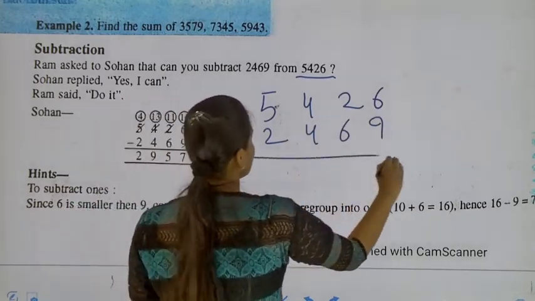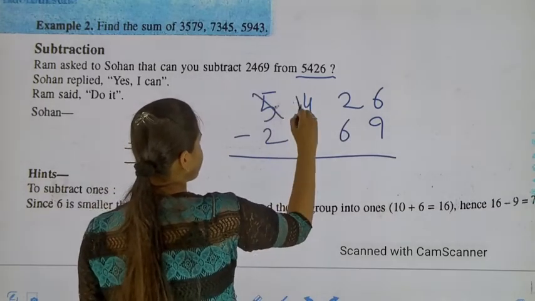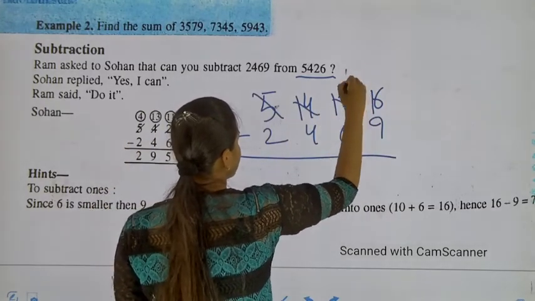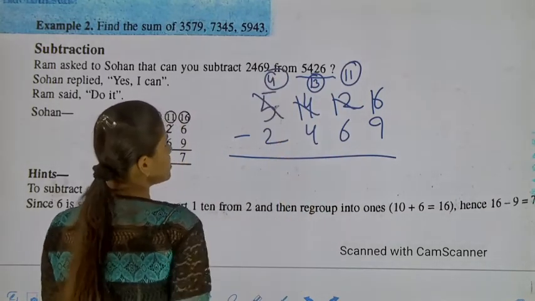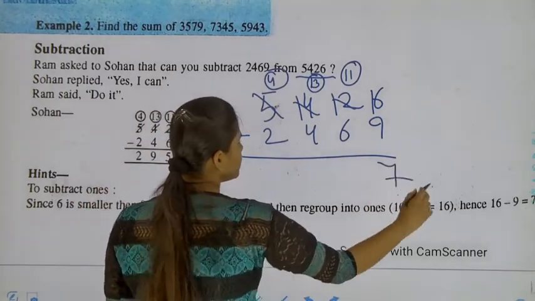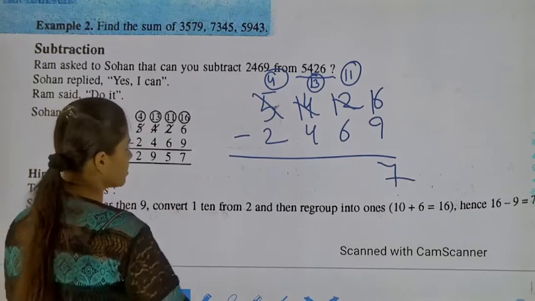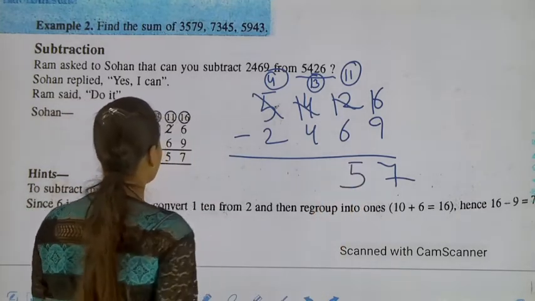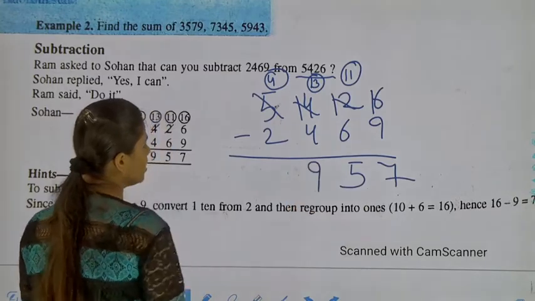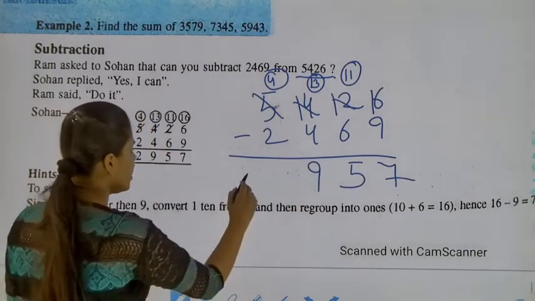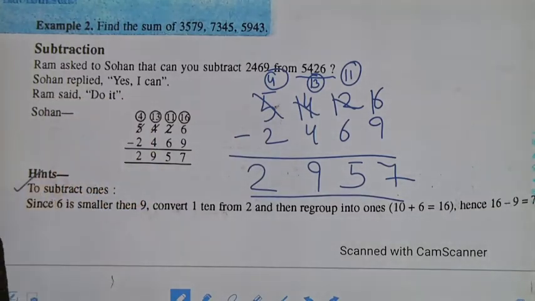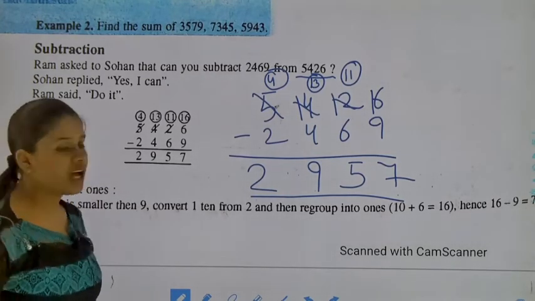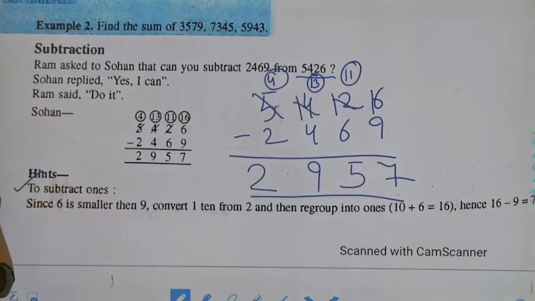We have to take borrow from 5. It will be 16. This is 11, 13 and 4. 16 minus 9, it will be 7. 11 minus 6, it will be 5. 13 minus 4, it will be 9. And 4 minus 2, it will be 2. That is 2957. So, since 6 is smaller than 9, तो हमने क्या किया, हमने कैरी लिया from 5.